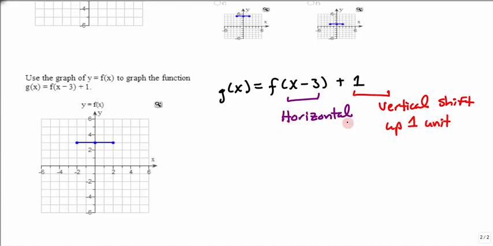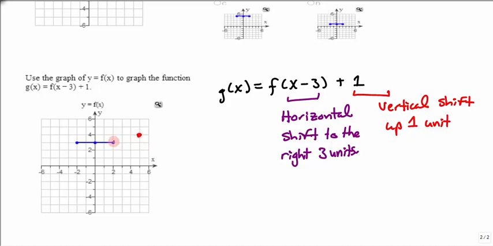This will be a horizontal shift. Now this is a minus 3, so you'd think you'd go to the left, but remember it's the opposite of what you think, so we go to the right 3 units. For each point I need to do the same thing. So I need to take this first point over here and shift it to the right 3 units, 1, 2, 3, and then shift up 1 unit.